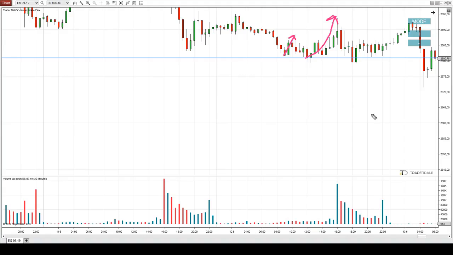I hope you liked it. It's a very simple setup. It's basically a no-brainer. Probably one of the most simple setups which I have.